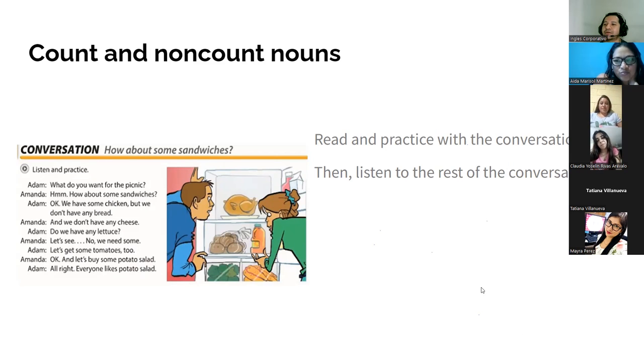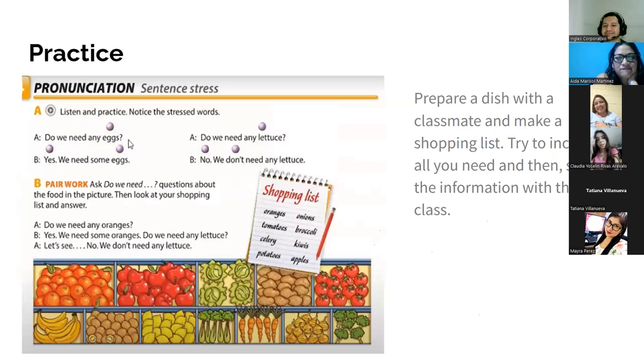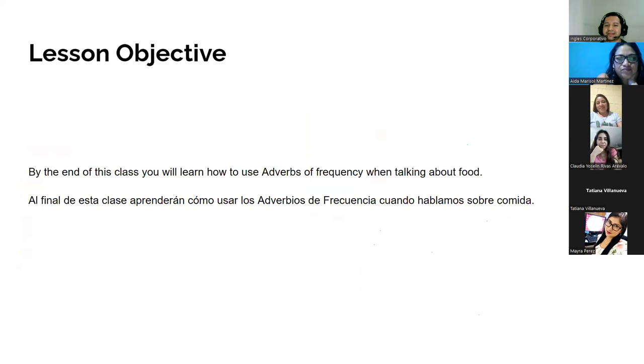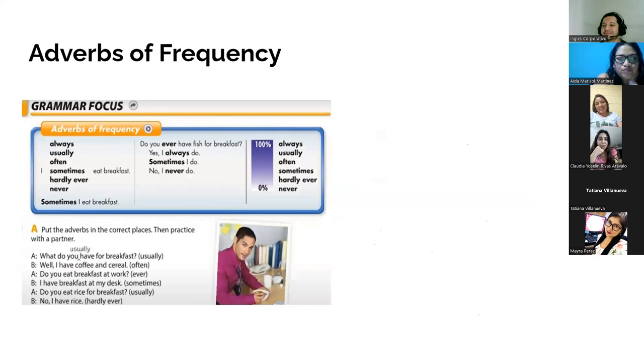Ok, so let's see. Carla, Liliana, what are we going to do tomorrow? ¿Qué vamos a hacer mañana de homework? Vamos a decir lo que comemos en el desayuno. Ajá, pero ¿qué vamos a tratar de incluir? Los adverbios de frecuencia. Adverbs of frequency. Okay, perfect, perfect. So we are going to finish the class.